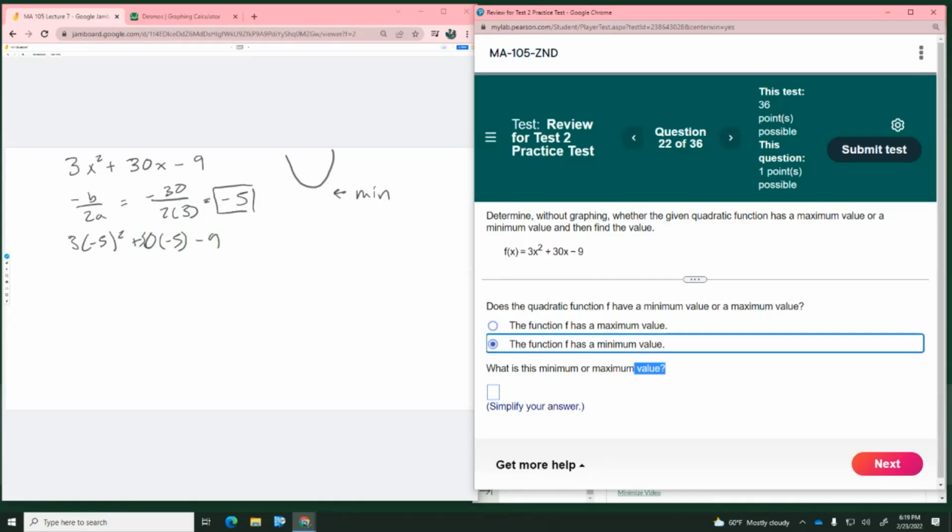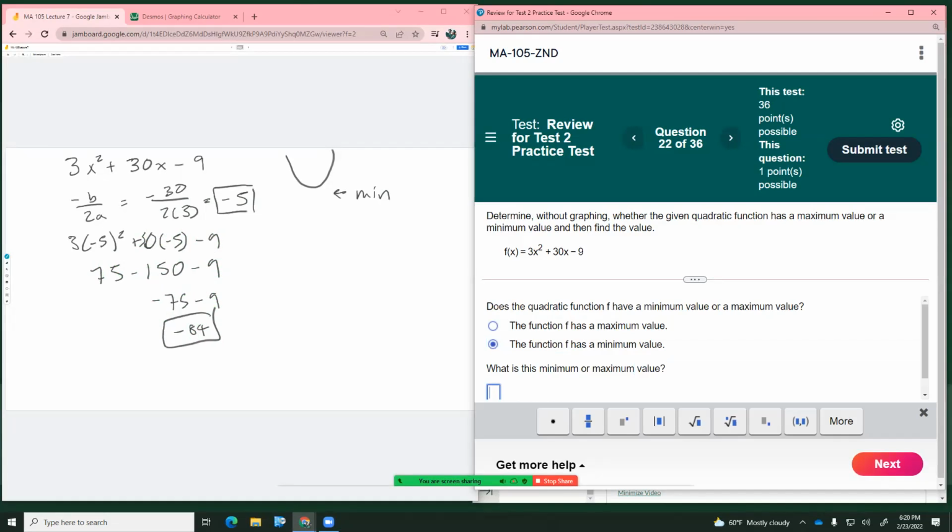Let's see, 25 times 3 is 75. But if I were you, I would just plug this into your calculator and not do what I'm doing. I'm just hard-headed. I just don't like calculators. It's just my thing. All right, but you got negative 84. So in this case, that is the minimum value. It's actually negative 84.